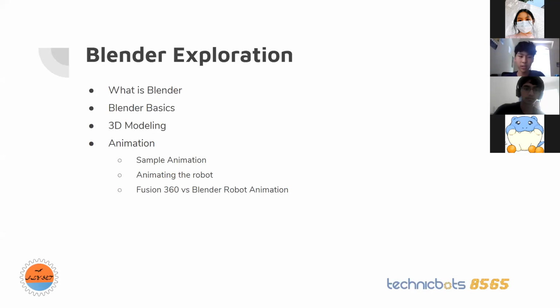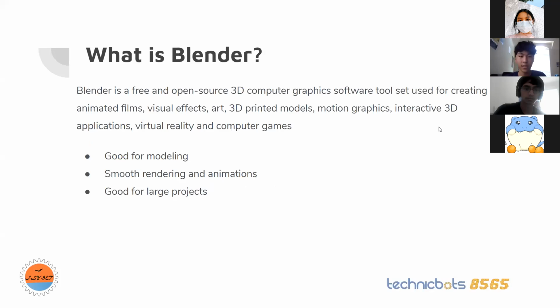So what is Blender? Blender is an animating or 3D modeling software that's similar to some other software you might have used, such as Maya, and we're going to be talking about the Blender basics, how to 3D model, and animating in Blender. So to go more in depth into what is Blender, Blender is a free and open source 3D software that is used for making animations, rendering visual effects, creating 3D models, or many other things.